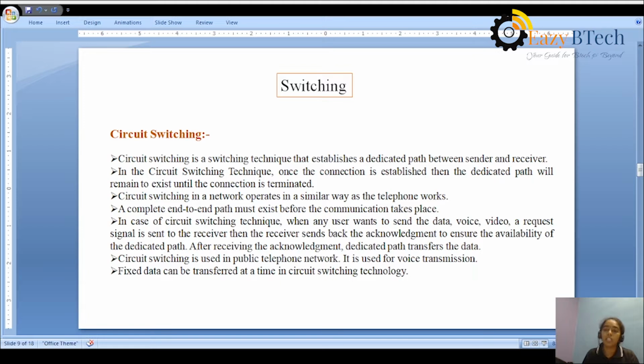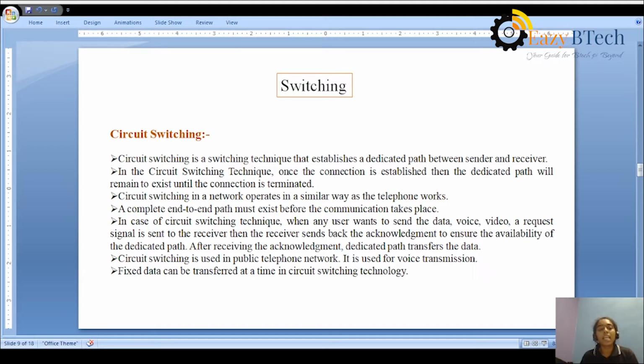Here in circuit switching, whenever we establish a path from source to destination to communicate, the path will not be terminated until the communication ends. After the communication is terminated, the path will also be terminated.